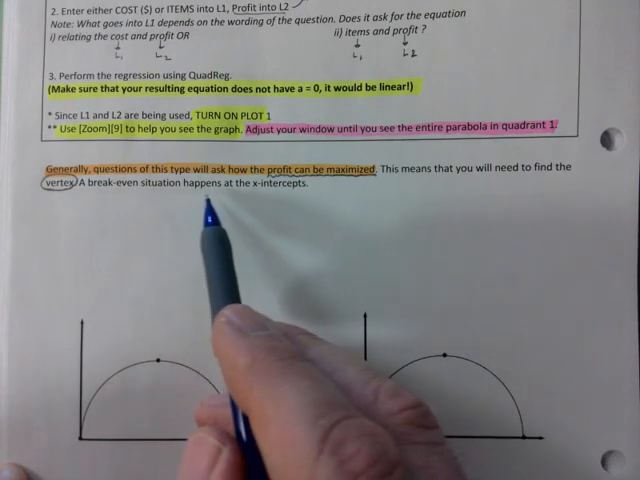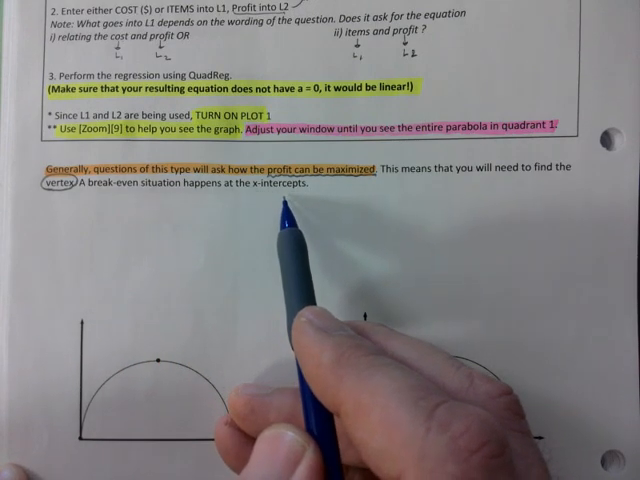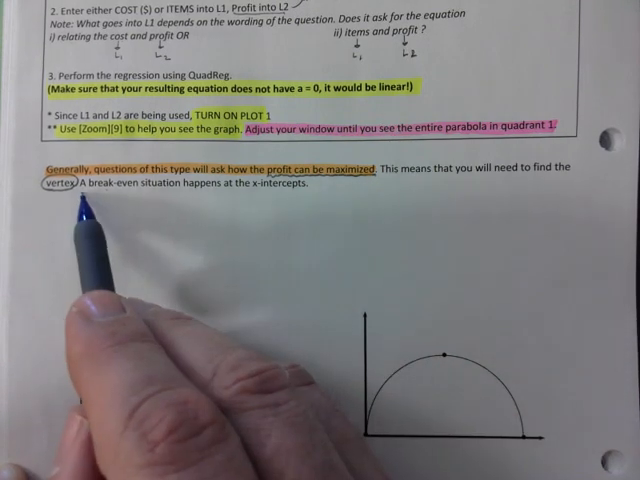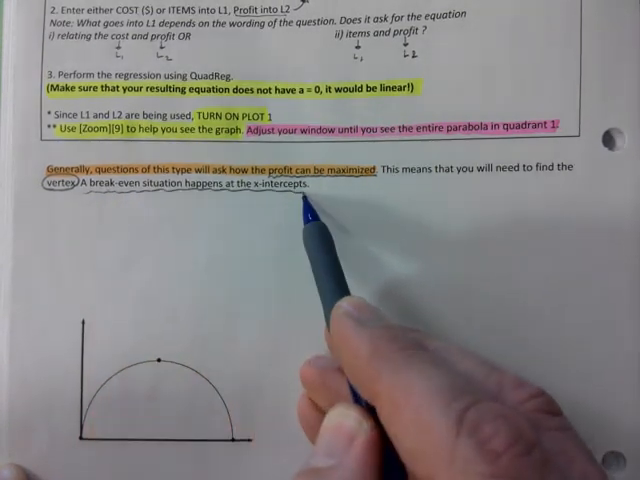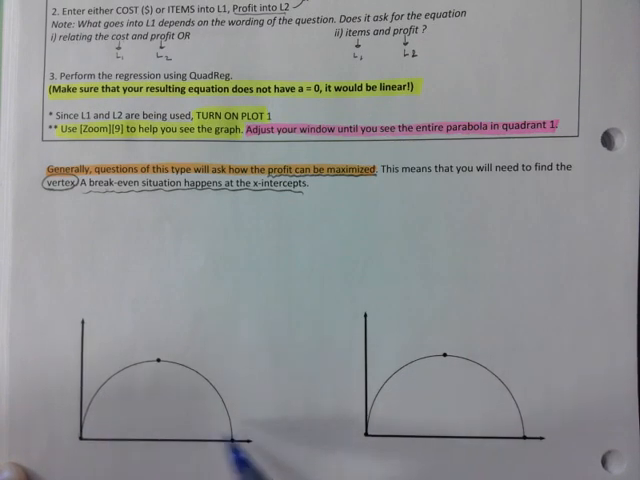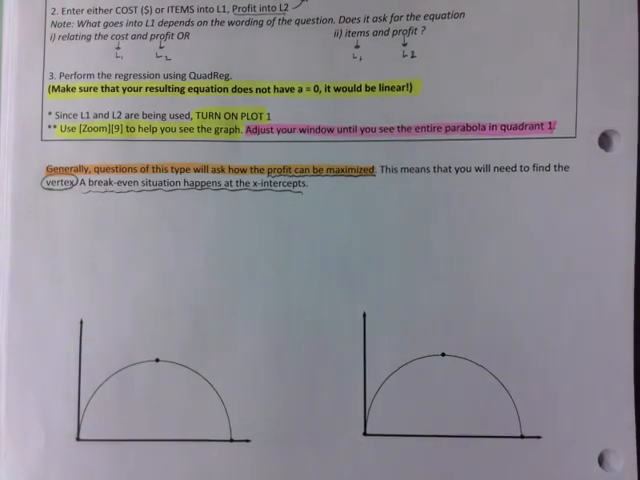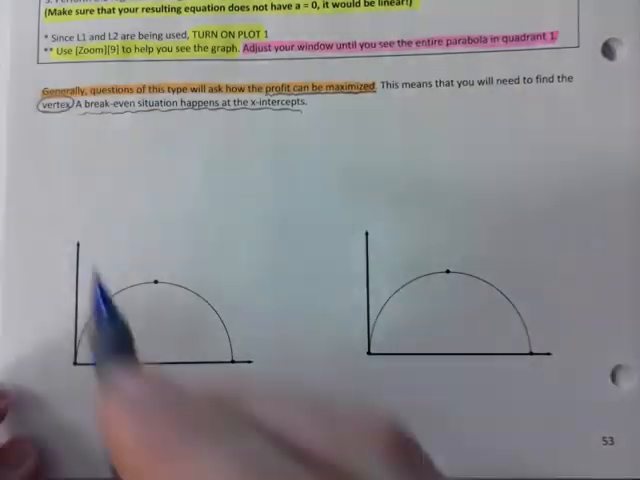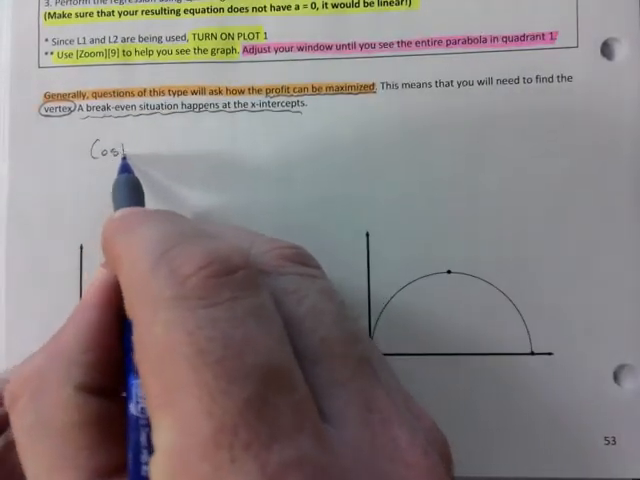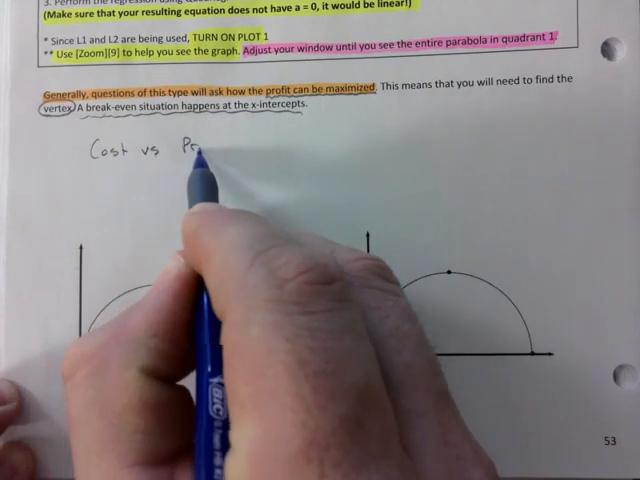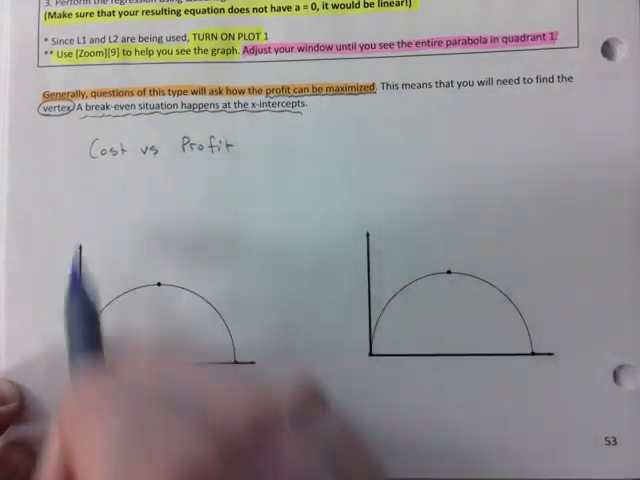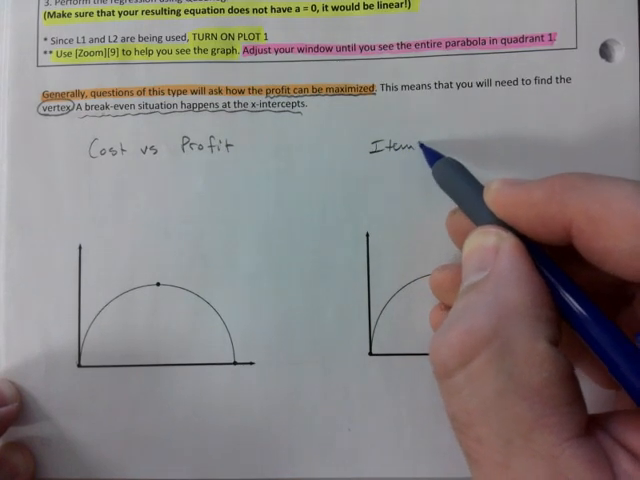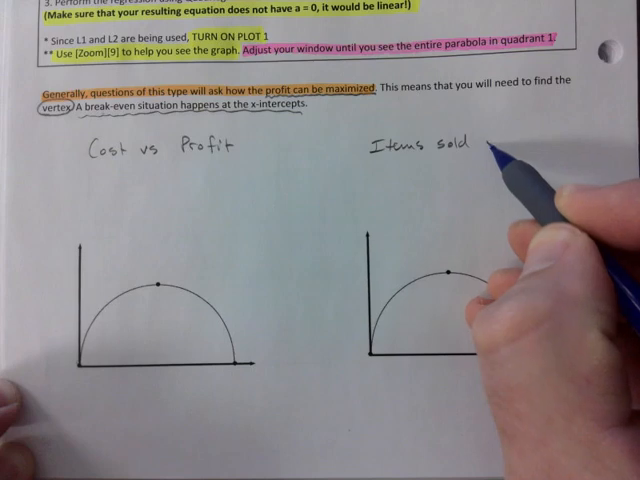A break-even situation happens at the x-intercepts. Okay, break-even. That's just probably worth underlining. You don't make any money at the x-intercepts. Okay, so why do I have those two graphs there? If you relate cost versus profit, right, that'd be this scenario, or you could do items sold versus profit.